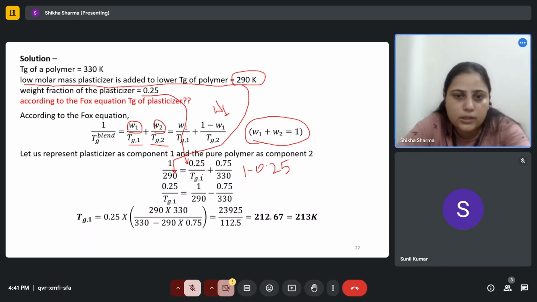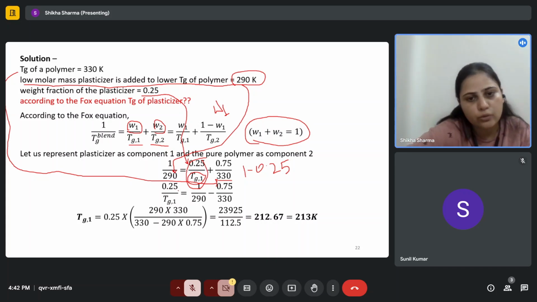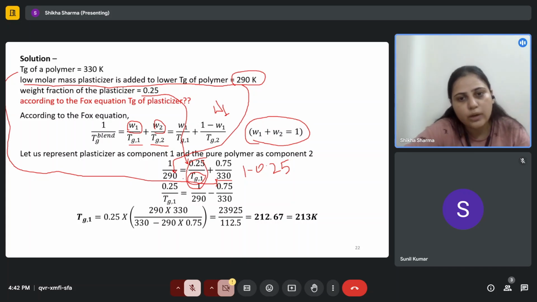Since the glass transition temperature of the plasticizer is unknown, we are not putting a value for it in the equation, and the glass transition temperature of the polymer is given as 330, so we put that in, right? Let's just solve this. We bring the plasticizer term to the left hand side, which is 0.25 by Tg1, the glass transition temperature of the plasticizer, equal to 1 upon 290 minus 0.75 by 330.